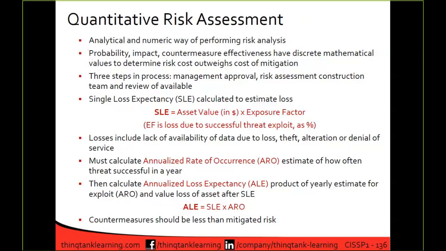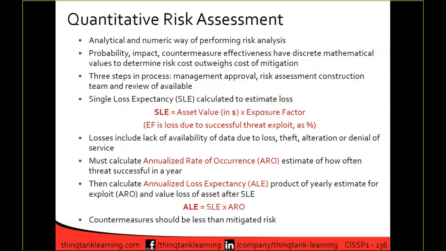The first thing you need to know is the single loss expectancy. Now, single loss expectancy, this is going to be in some sort of dollar value. So each time an event occurs, how much is that event going to cost me? You have an asset value in dollars, and you have an exposure factor. Exposure factor is a percentage, and the asset value is simply the cost of the asset.